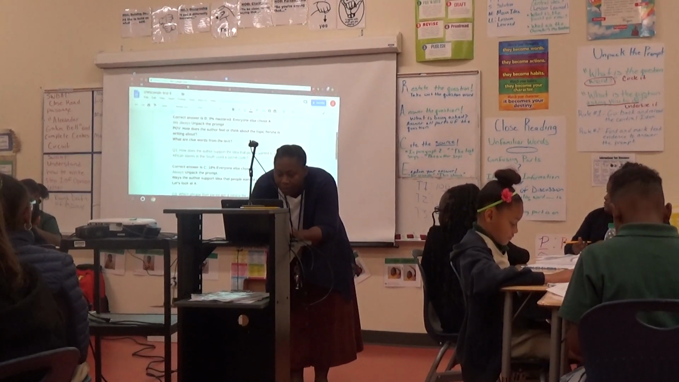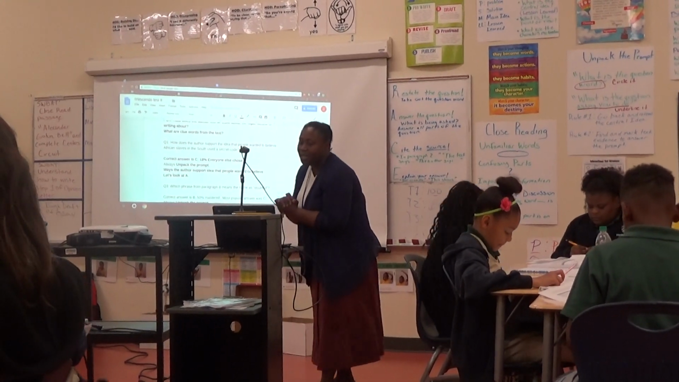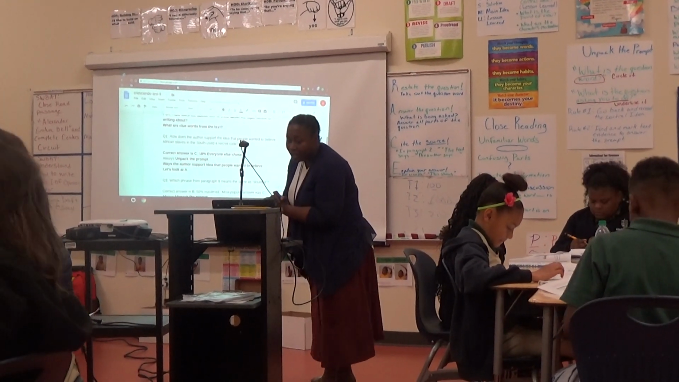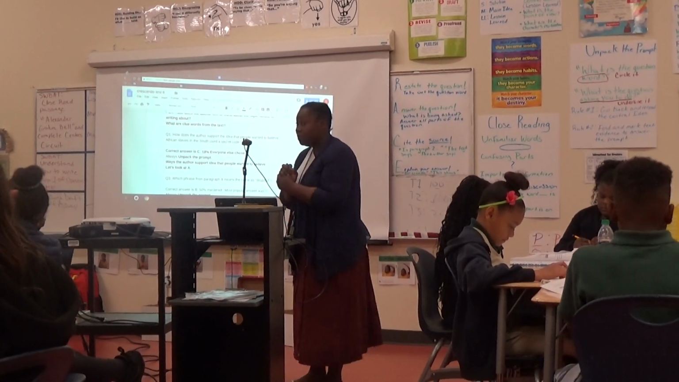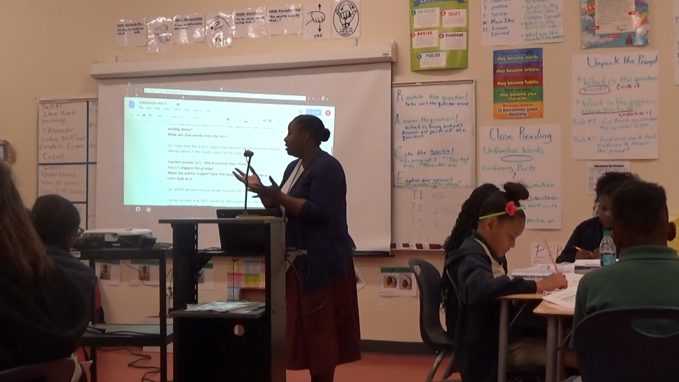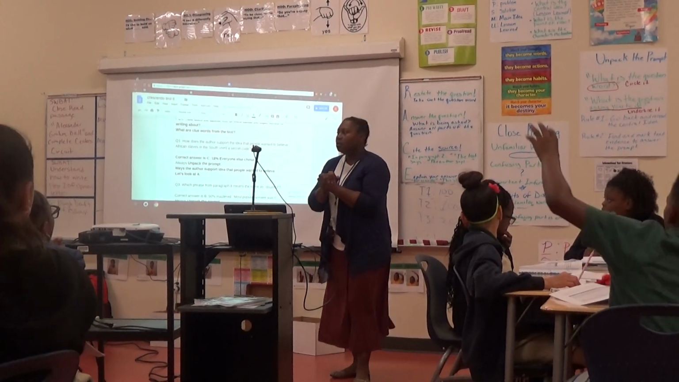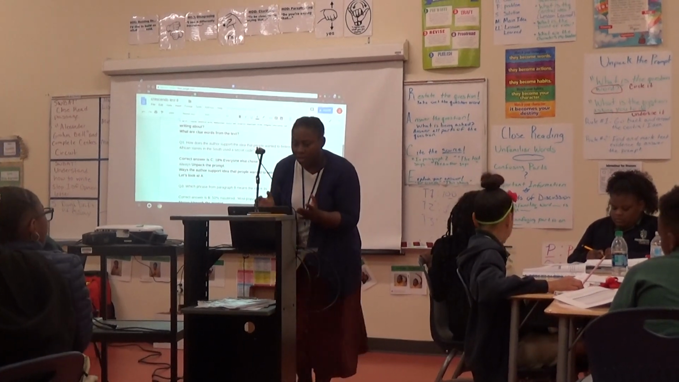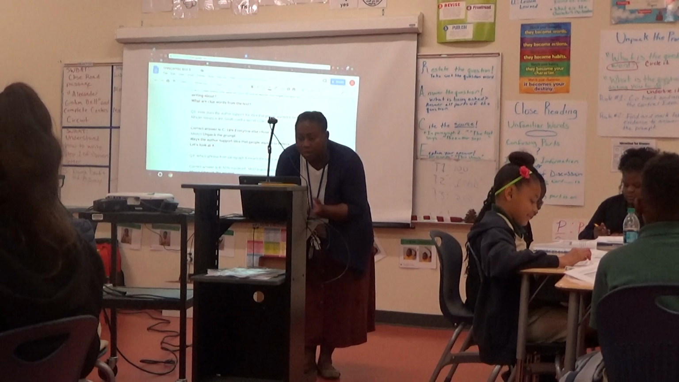Same thing with question 1. How does the author support the idea that people wanted to believe that African slaves in the South used a secret code? We have to do what? Go back to the text. Unpack the prompt. Okay? So let's take a look at that. Let's go ahead and do it.